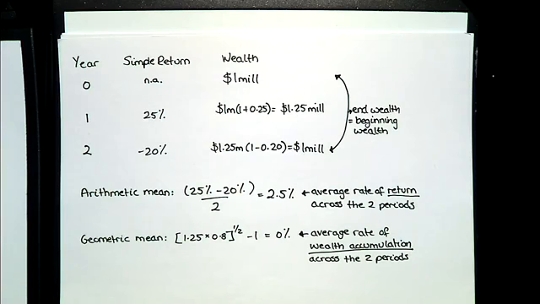If you calculate the arithmetic mean, though, you'll end up with 2.5%. That's the average return across the 2 periods, but it's not the average wealth accumulation. To get the average wealth accumulation, you need the geometric mean, and that will correctly reflect that it's 0%.